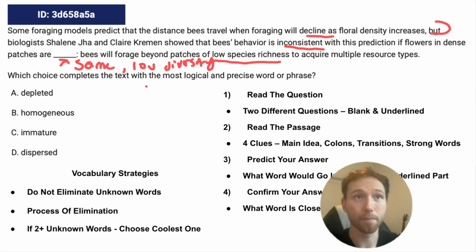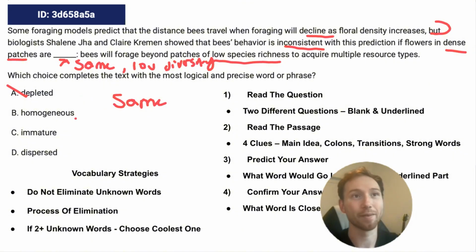Taking a look at A, depleted. So that's not quite whatever our prediction was. So depleted doesn't match same or low diversity at all. In addition, we're saying that these are in dense patches. So if it's dense patches of flowers, it's likely that they're not depleted or running out of flowers. Homogeneous, we're gonna leave that. So maybe we don't know what that means. So we're gonna leave it alone using those SAT vocab strategies.